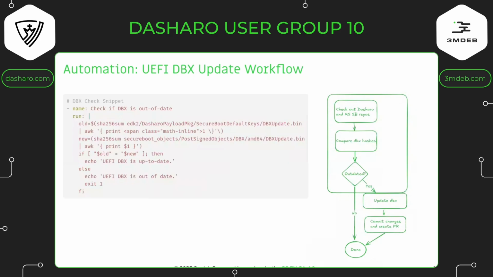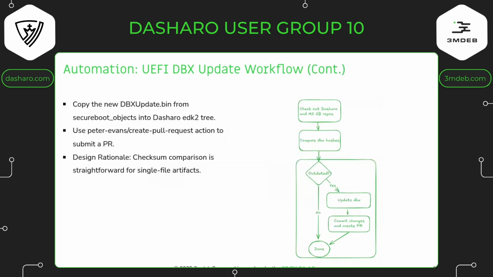For DBX, the process is very similar. We check out the Dasharo repository and Microsoft Secure Boot repository. We compare the hashes of the DBX files, and again, if outdated, then we update the DBX. We commit changes via a GitHub action and create a pull request, and that's done.